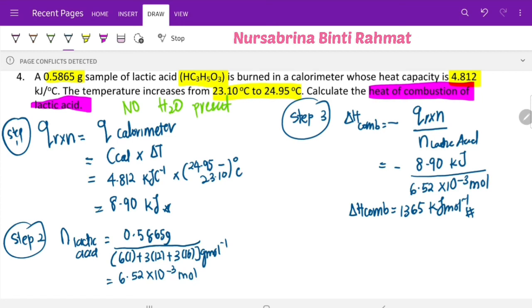As you can see, we have already done 4 different questions. They always involve these 3 different steps, either starting with calculating Q reaction, then number of moles, and lastly enthalpy of combustion. Sometimes you might need to go in the reverse direction, using the enthalpy of combustion to get the Q reaction. Maybe the question asks you to calculate the heat capacity of the calorimeter or the temperature change.